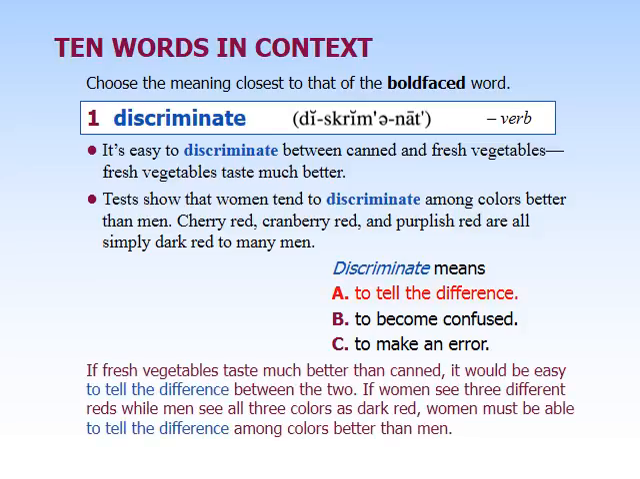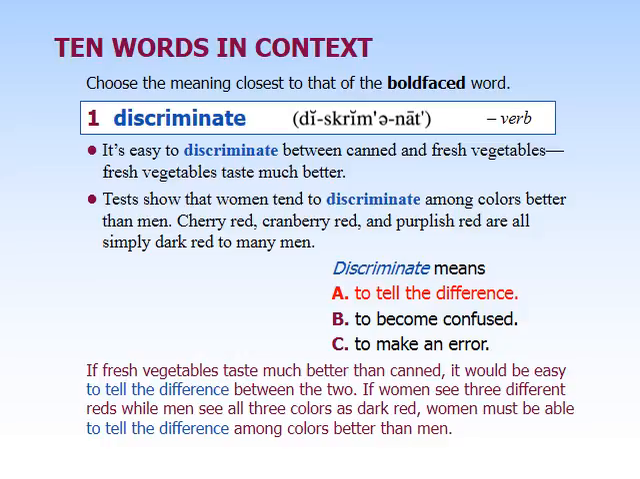Now, one of the things I want you to notice is that discriminate, when we're talking about telling the difference between two things, is followed by between. So in the first example, it means to tell the difference between canned and fresh vegetables. In the second one, we're talking about more than two things, so among colors. So it can be followed by either of these. On page 103, number 2, it says to see differences, distinguish. So discriminate in this case means that you're able to pick out the differences between two.